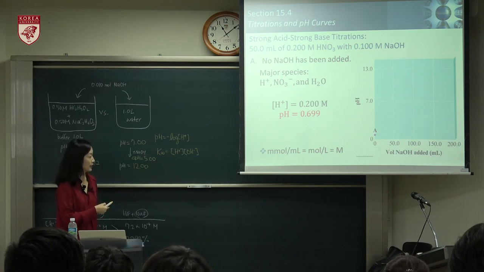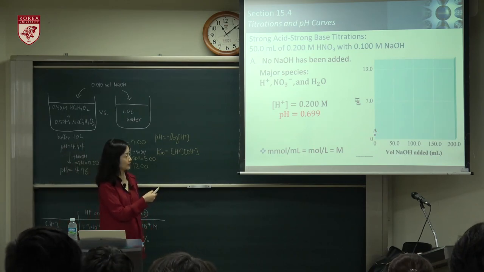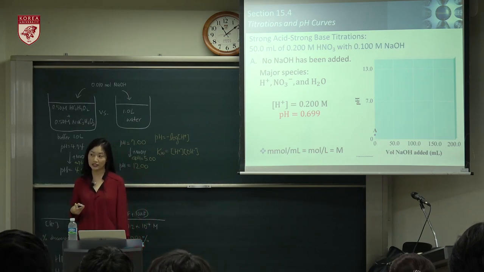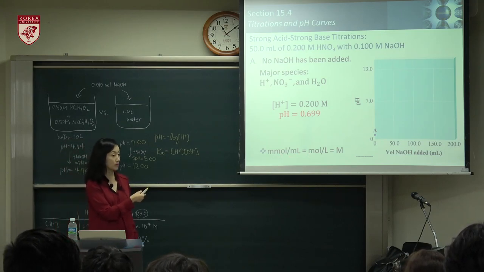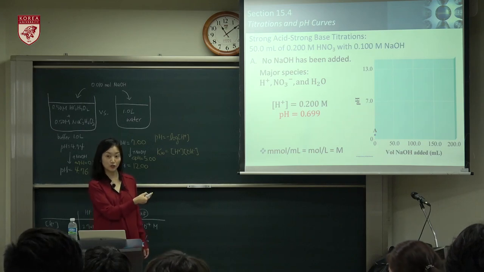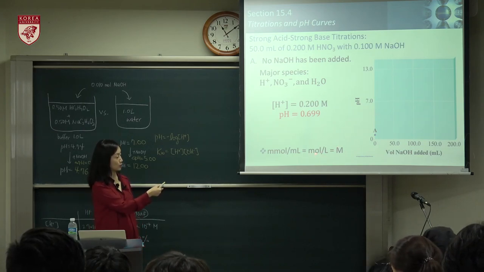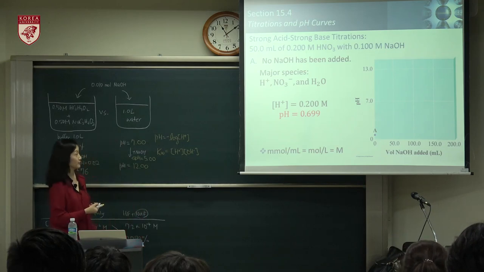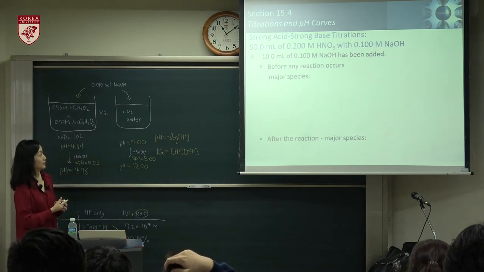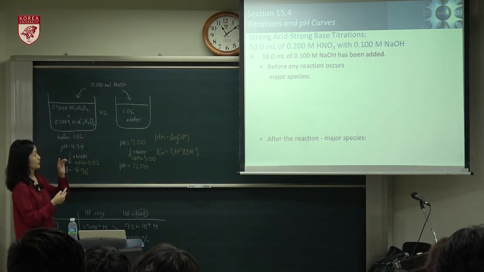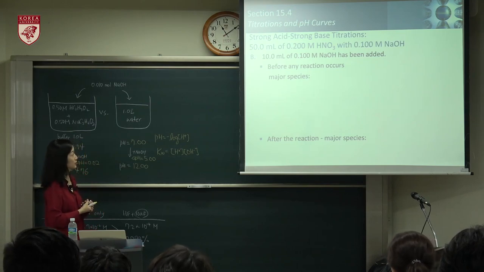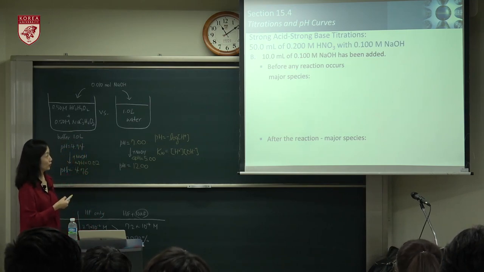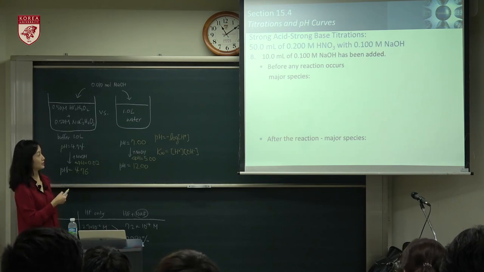Before we move on, since titrations involve small quantities, it's more convenient to use millimoles instead of moles. So millimoles over milliliters is equal to molar concentration, which we know is moles per liter. For step B, let's add 10.0 milliliters of the 0.100 molar NaOH, and let's see what happens.